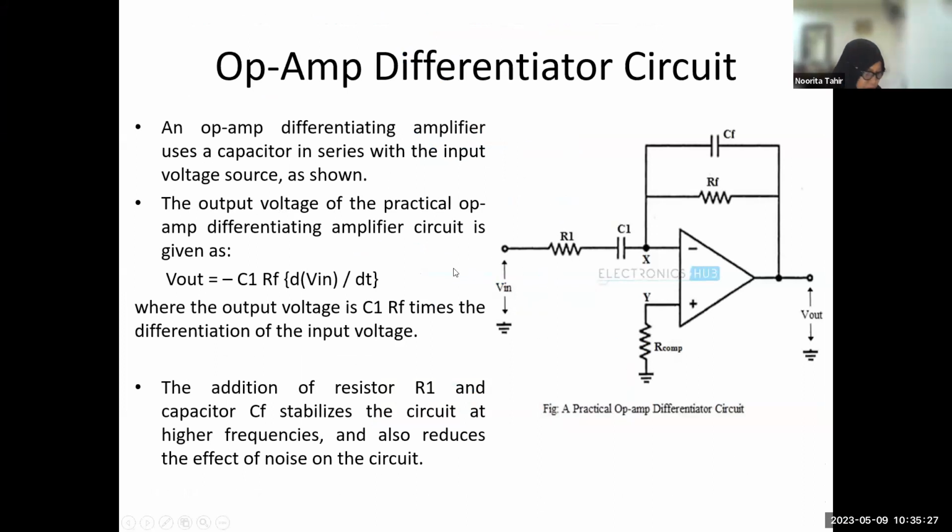So this is another example of the op-amp as a differentiator circuit, where we use a capacitor in series with the resistor and the voltage source. And again, remember, C and R are constant. What we differentiate is dVin over dt. Adding a resistor R1 and capacitor CF here is actually to stabilize the circuit at higher frequency and also to reduce the effect of noise. This is practical.